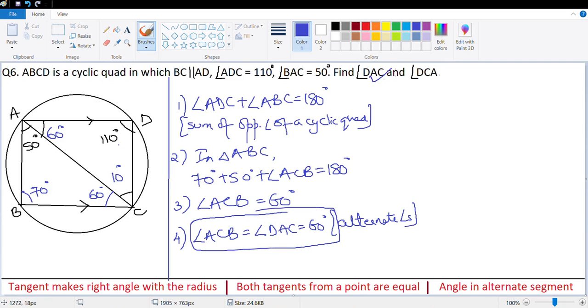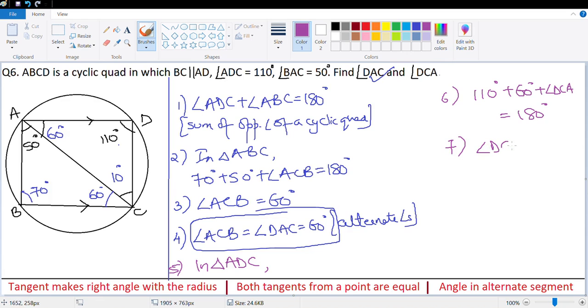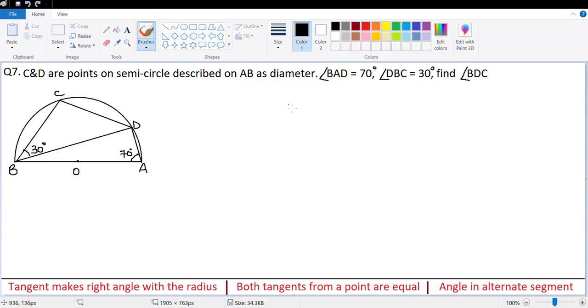We've got angle DAC. Next, in triangle ADC, what I have is 110 degree plus 60 degree plus angle DCA is equal to 180 degree, which means angle DCA is equal to 10 degree. Done. The second part of the question also done, which means we can move on to the next question. These were quite very simple ones that we've done till now. Next question, question number 7.